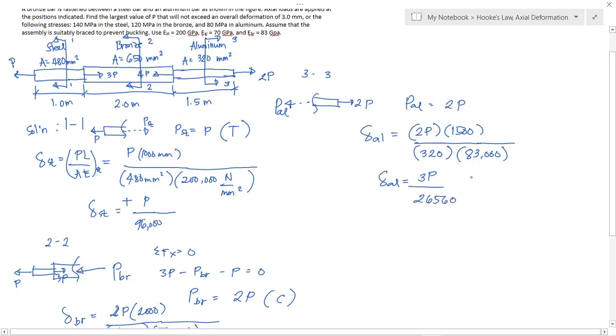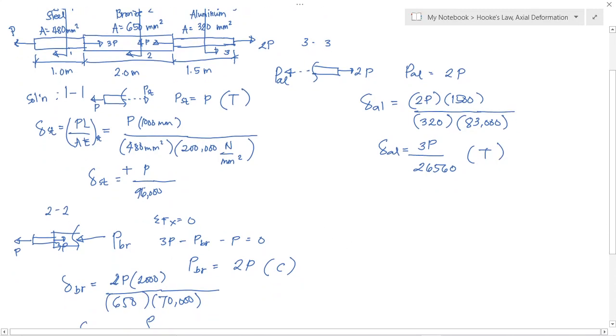26560. This is in tension. Tensile, kasi yung 2P natin ay tensile. So, plus lang din siya. So, solve na natin. Total deformation is the summation of PL over AE.